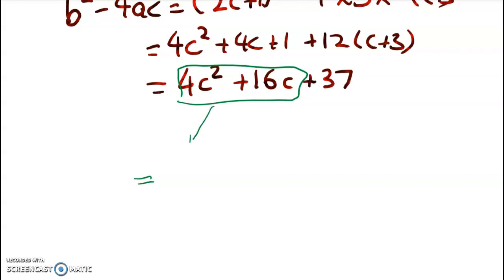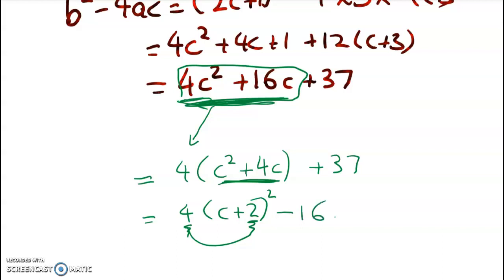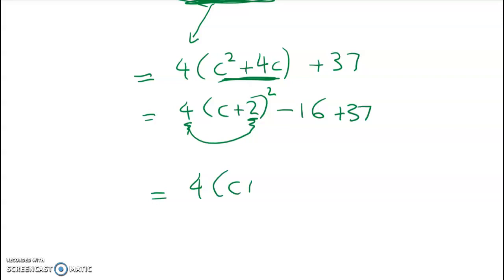So I'm just going to take out the factor of the 4. So we get 4 into c squared plus 4c plus 37. And that's easier than doing a 2c completing the square. So fully factorise that bit before you start. That gives us 4 into c plus 2 all squared. So that matches up this, but I have now added in an extra 16, so I'll take it out, giving me 4 times c plus 2 squared plus 21.